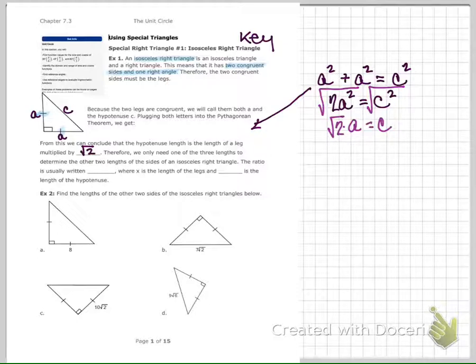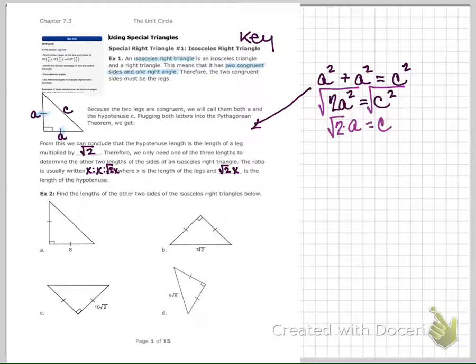So if we have one of the three sides, keep in mind we're just talking about this isosceles right triangle right now, we can find the other two sides. So we write that ratio x to x, those are our two legs, to the square root of 2 times x. Notice the 2 is underneath that radical sign. The x is not. X is the length of the legs, and square root of 2 times x is the length of the hypotenuse.